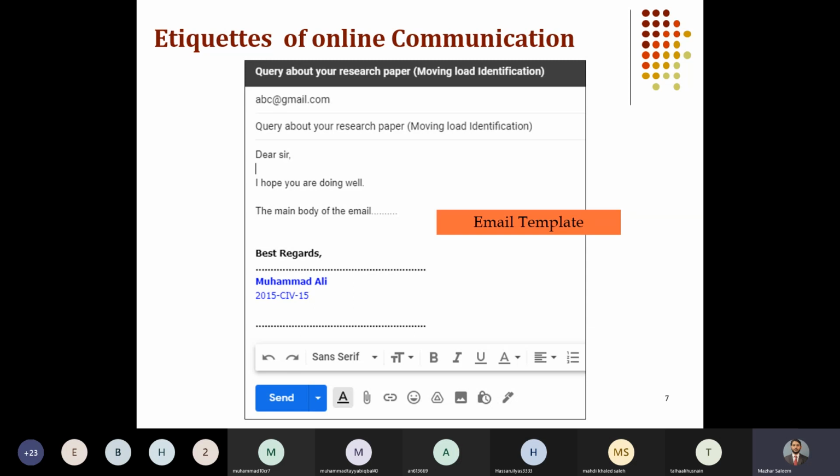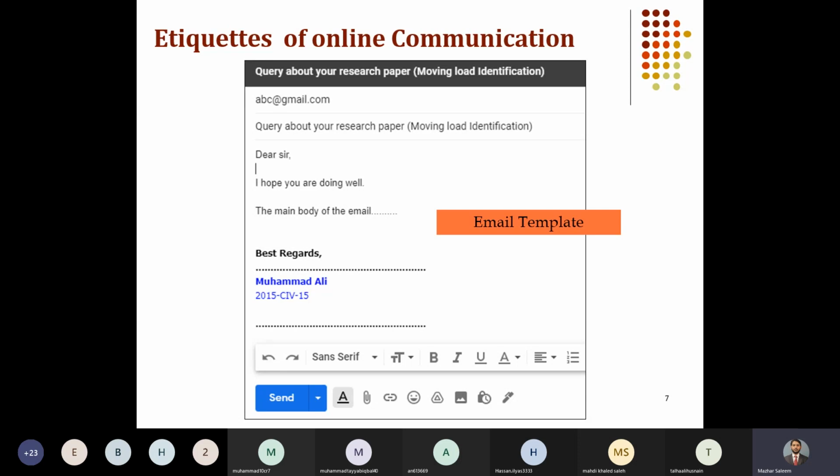One thing that I wanted to share about the subject line. Once I was communicating with a student and we had an exchange of 4 or 5 emails, and what he did was that every time he used to send me an email in the same thread, he used to write down his response in the subject line of the email.